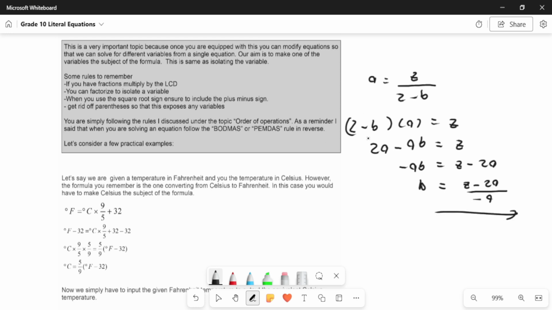Right, very simple. So when you're given a fraction, to get rid of the fraction, you can multiply by the LCD. Or you could just simply say cross multiply. Because I'll put a over 1, I'll say that times that times that. Right, and then we can solve.